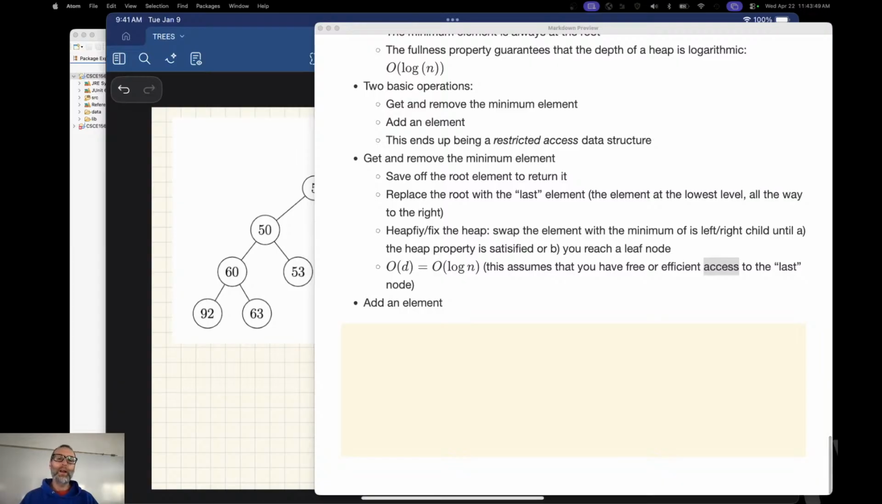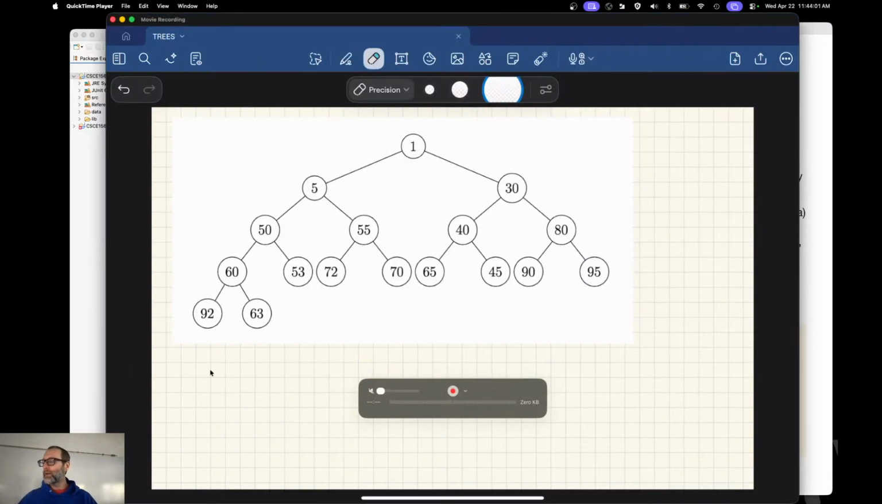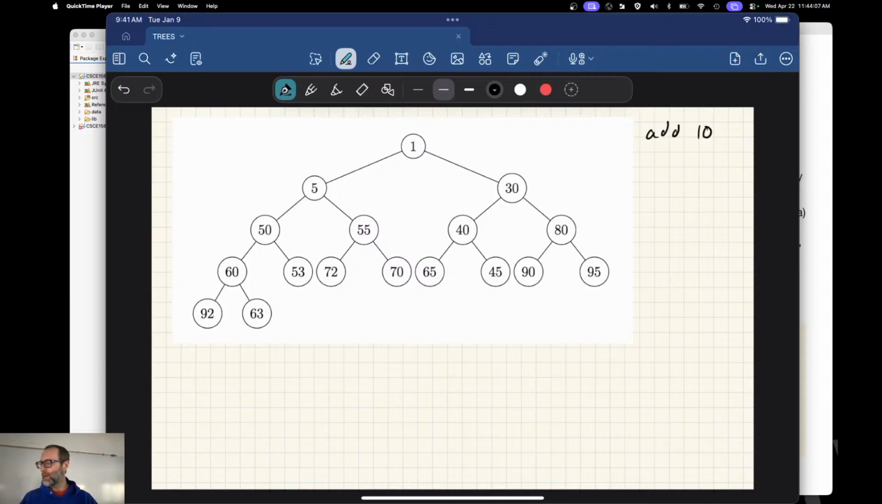What about adding an element? And again, remember, what we're going to do is we're going to preserve the fullness property first. That's our priority. We can always heapify or fix it later. So what if I wanted to add a new element here? Say, I don't know, add 10. Okay. 10's not already in there, right? Yeah, no, it's not. Right? So if I preserve the fullness property first, that means that I would insert it here as a left child of 53. Right? Because that's the next gap, right?